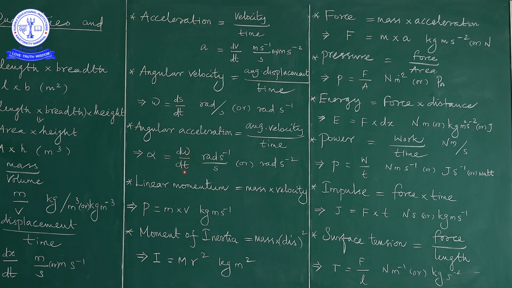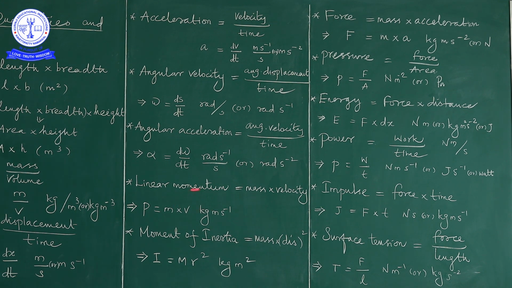d omega by dt is the first derivative of angular velocity. Here we have mentioned alpha is equal to d omega by dt only. So the rate of change of angular velocity is angular acceleration. We already know the unit for angular velocity: radian second inverse. The unit for time is second, and simplified it becomes radian second power minus 2.